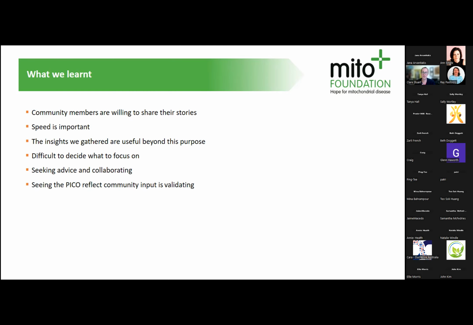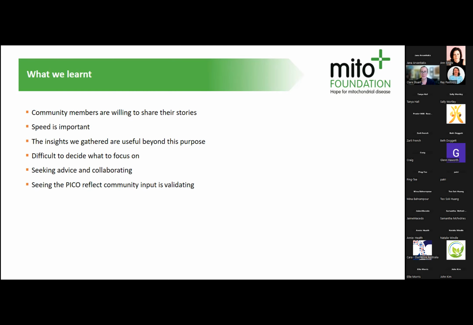We did find it difficult to decide what to focus on, and it was really talking to the community as well as our advisors that helped us understand what was our unique role, what was the unique voice of the community in this process that no one else could provide, things that there isn't published evidence on. We learned that it was really important to seek advice and collaborate with others. And I mentioned before that we talked to many other NGOs about this and gave them some extra information to both motivate and inform their own submissions. And we also learned that seeing the PICO reflect community's input was really validating.